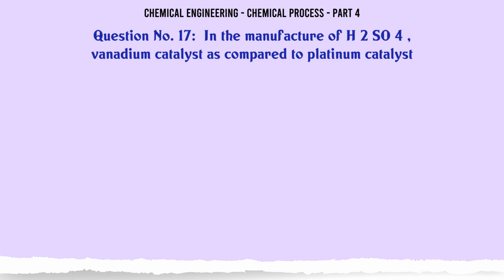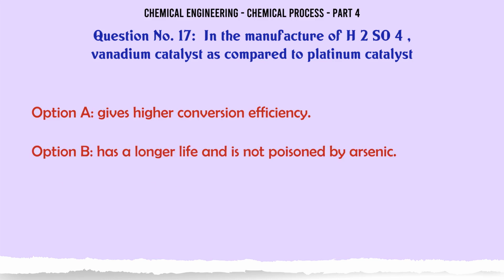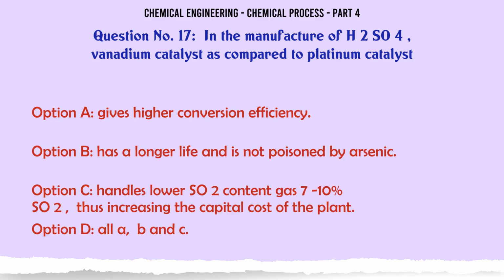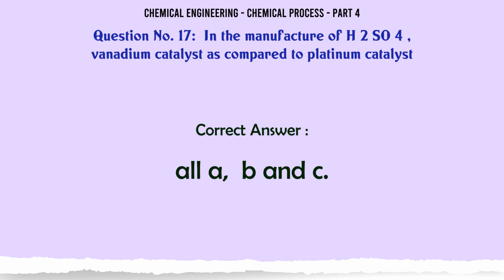In the manufacture of H2SO4, vanadium catalyst as compared to platinum catalyst, A. Gives higher conversion efficiency. B. Has a longer life and is not poisoned by arsenic. C. Handles lower SO2 content gas (7-10% SO2), thus reducing the capital cost of the plant. D. All A, B and C. The correct answer is all A, B and C.